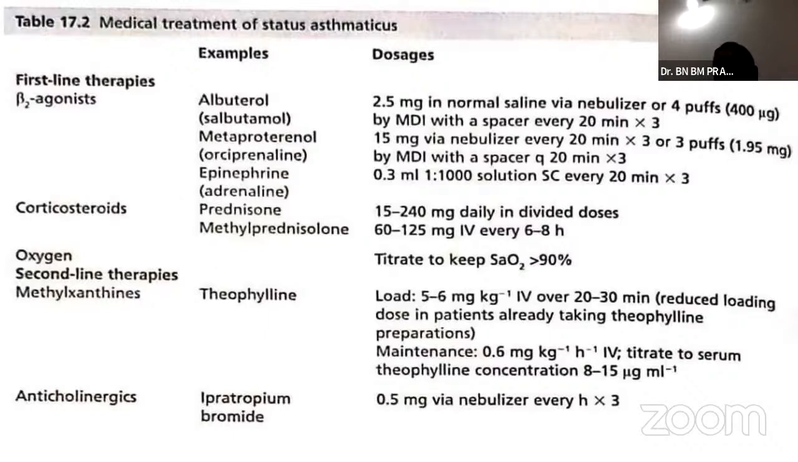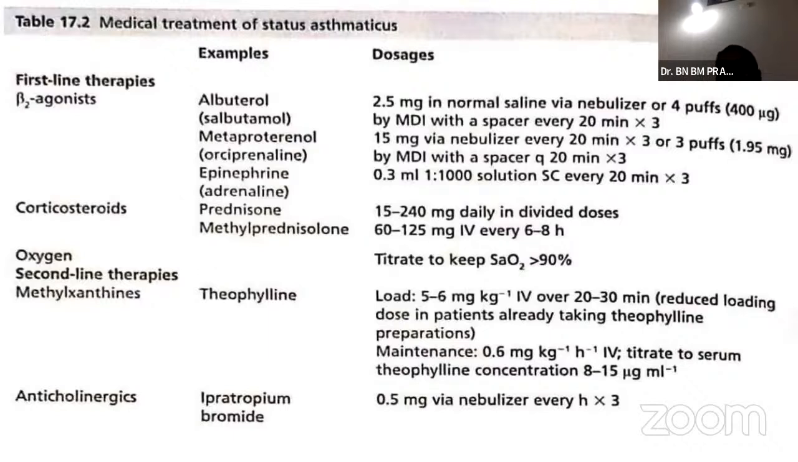And for those who have not responded, you can try magnesium sulfate. And epinephrine can also be used when they have not responded to nebulization. Epinephrine 0.3 ml, 1 in 1000 solution subcutaneous. It can be repeated every 20 minutes for 3 doses. And steroids should be started. 15 to 240 milligram daily in divided doses can be given. Methylprednisolone can be given 60 to 125 milligram IV every 6 to 8 hours.